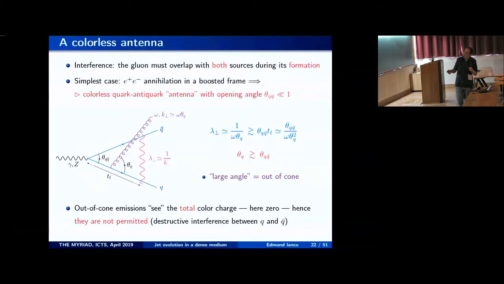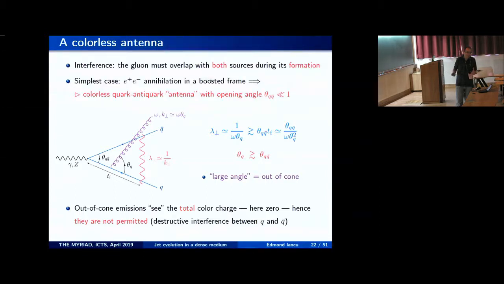And the condition that the transverse wavelength of the gluon be larger than the transverse separation between the quark and the anti-quark at the time of emission implies, as I was anticipating, that the emission angle with respect to the quark should be larger than the antenna angle theta q bar. So all emissions at large angles, meaning out of cone, probe simultaneously the quark and the anti-quark. They can be emitted from any of them irrespectively. So at such large angle emissions, they probe the total color charge of the antenna. And for this particular antenna, the total color charge is 0, because that's a singlet antenna.